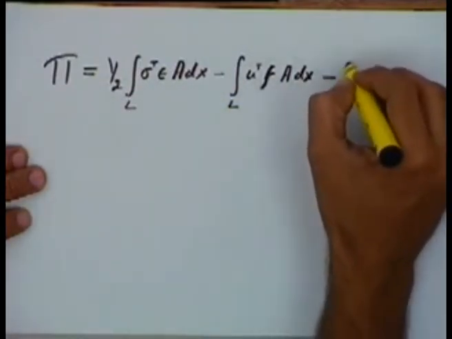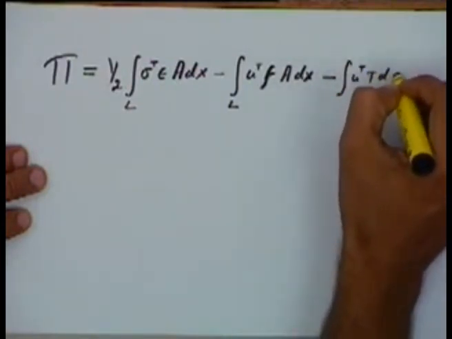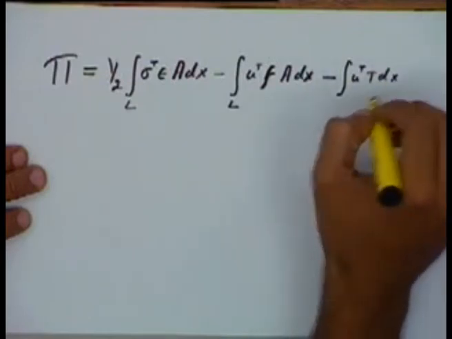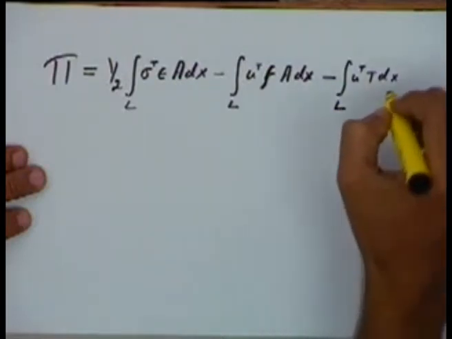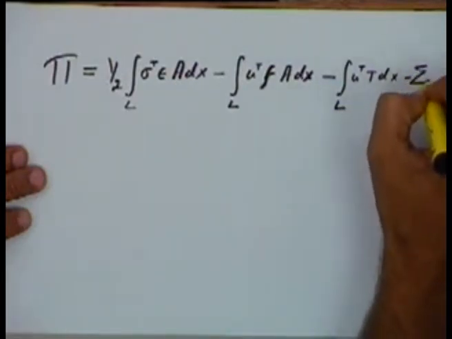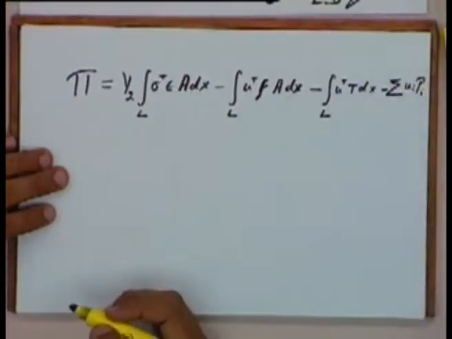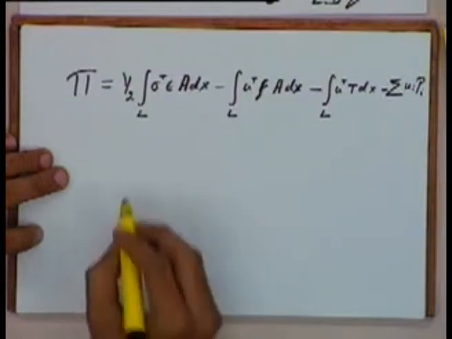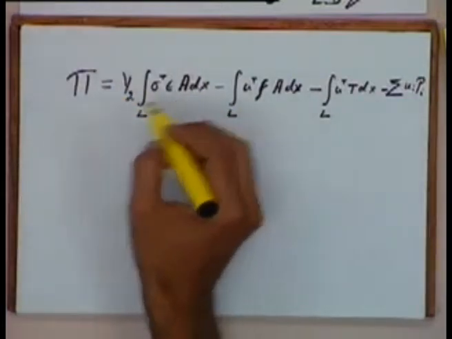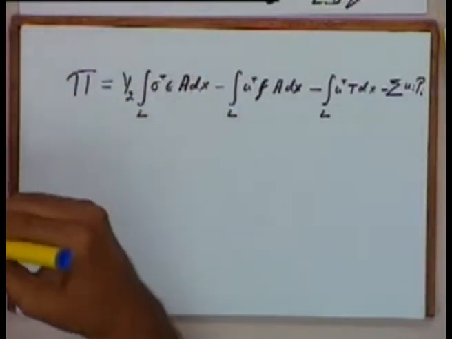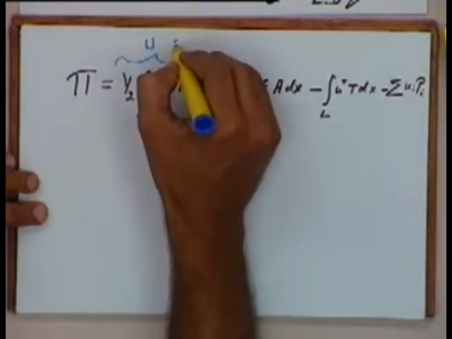Okay, minus integral of u transpose T into dx. Again this integral will also become over the length of the element in this case, and minus the potential energy contribution because of the point forces, that will be sigma ui Pi. Okay, so this will be the expression for the potential energy in this problem. The first term is what we call the strain energy U, or the strain energy.